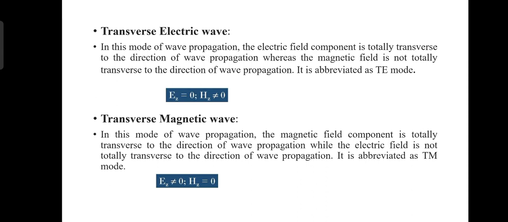Transverse magnetic wave. In this mode of wave propagation, the magnetic field component is totally transverse to the direction of wave propagation, while the electric field is not totally transverse to the direction of wave propagation. It is abbreviated as TM mode. In this, Ez is not equal to 0 and Hz is equal to 0.